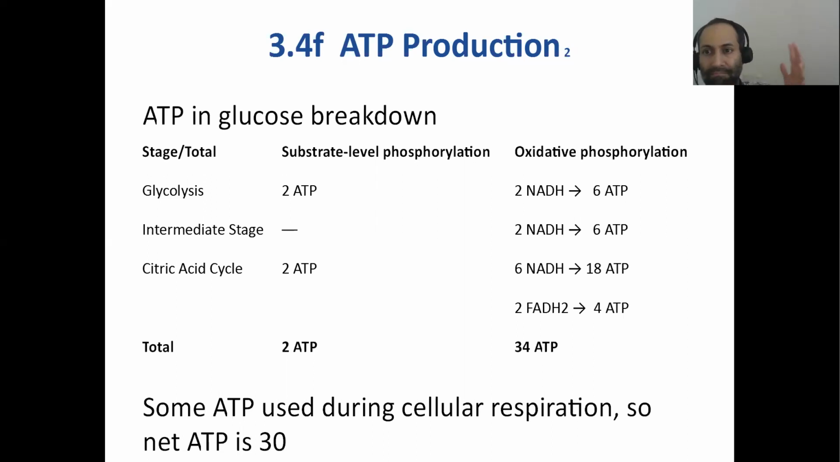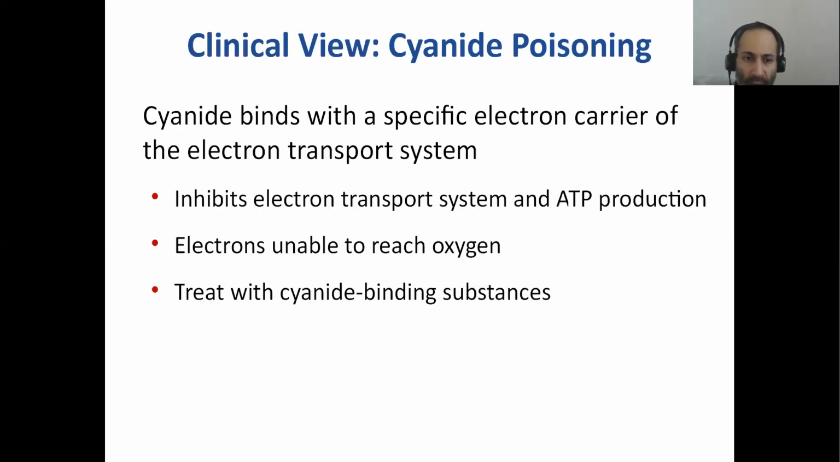And right now there's literally millions of glucose molecules getting inside of your cells. Each one is generating about 34 to 38 ATPs. That's a whole lot of ATPs that power your life, that keep you alive. All right, so cyanide poisoning, interesting.